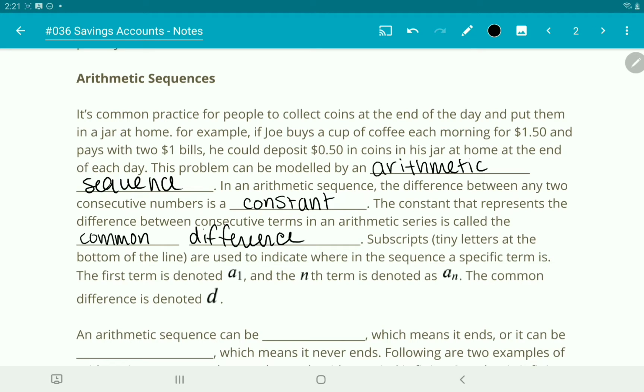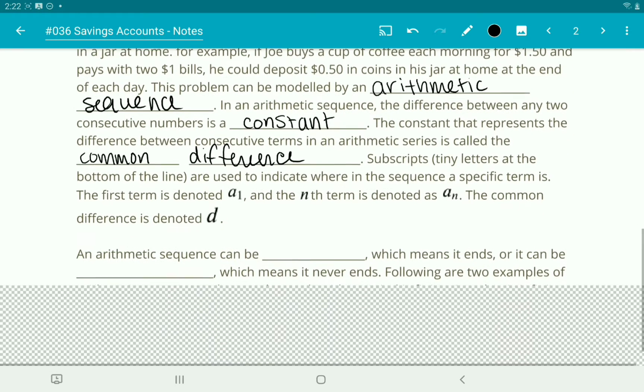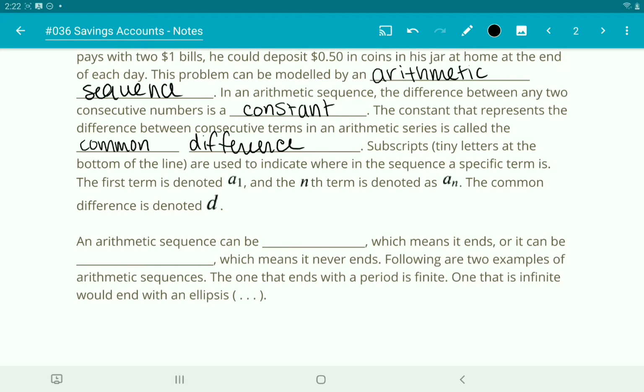So subscripts, just the tiny letters at the bottom of the line, are used to indicate where in the sequence a term is. So, for example, if you're just listing off terms, the first term is going to be A sub 1, so you literally just have an A with a little subscript 1. If you have the second one, it will be A sub 2. Third one's A sub 3, like that. So the nth term, whatever number you're looking for, so that would be like the third or the fourth term, is going to be denoted as A sub whatever term you're on. So like I said, if you're on the second term, it's A sub 2. If you're on the third term, it's A sub 3. Fourth term, it's A sub 4, and so on. Okay? The common difference is denoted as D.